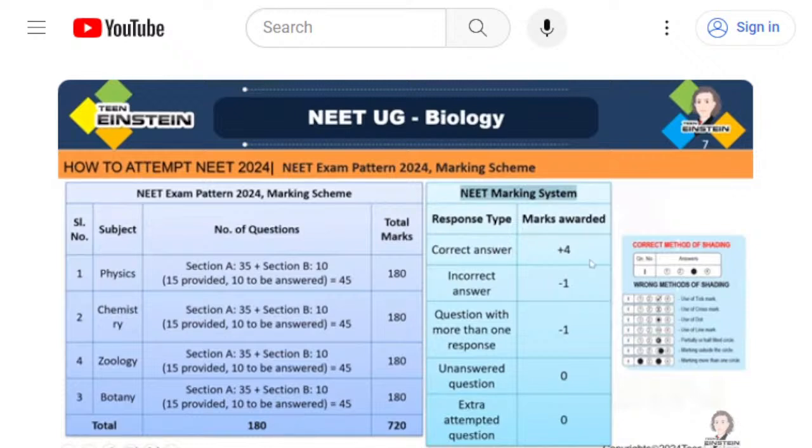So we said correct answer you will get 4 marks, incorrect answer -1. Questions with more than one response, that is also wrong. See, if you are marking 2 options for one question, that also will give the wrong answer. So that again you are going to lose 1 mark. Unanswered questions, you are not going to lose or gain marks.